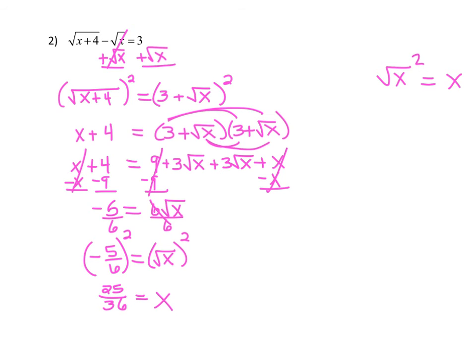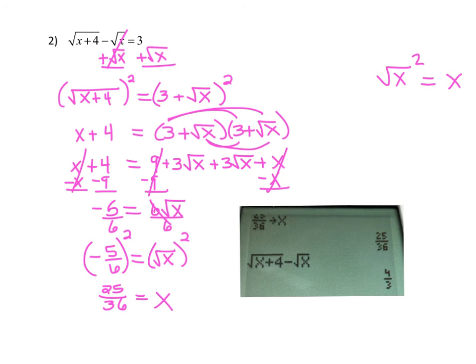Now, if you notice, I'm not circling this. I want to make sure that when I substitute 25 over 36 in for x into this original equation, it checks out and gives us 3. It actually kind of got cut off the screen, sorry about that, but I took 25 over 36 and stored it as x and hit enter. And then I plugged in the left-hand side of the equation in my calculator and hit enter. I didn't bother plugging in the right-hand side because the right-hand side of the equation is just 3.